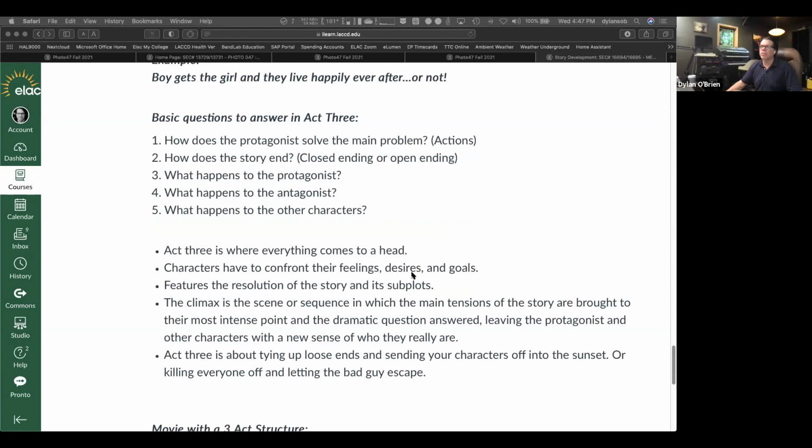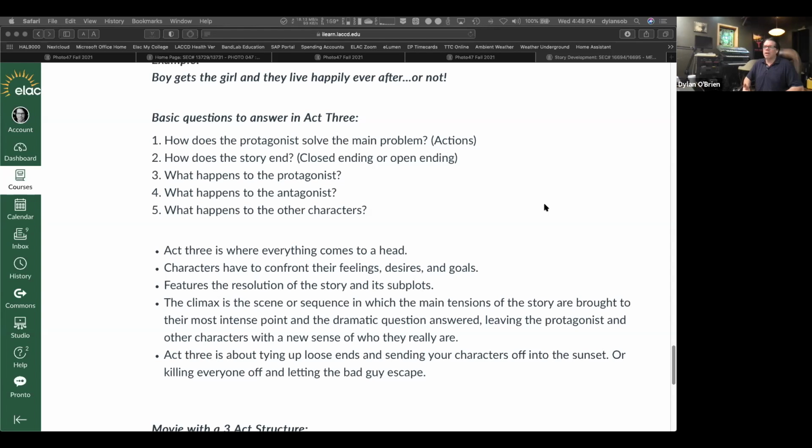So these are the questions to ask, and then think about this. Act 3 is where everything comes to a head. Characters confront their feelings, their desires, their goals. It features the resolution of the story and its subplots. The climax is the scene or sequence in which the main tensions of the story are brought to their most intense point, and dramatic questions are finally answered, leaving the protagonist and other characters with a new sense of who they really are. So this is where the change happens. We need to walk away at the end here knowing that our characters have grown or learned or become someone new.